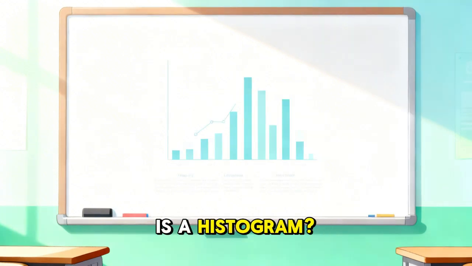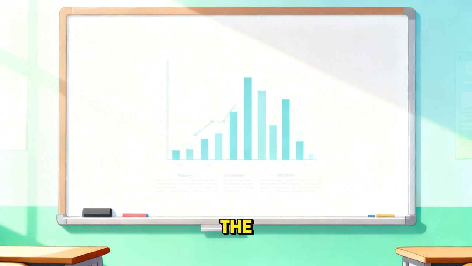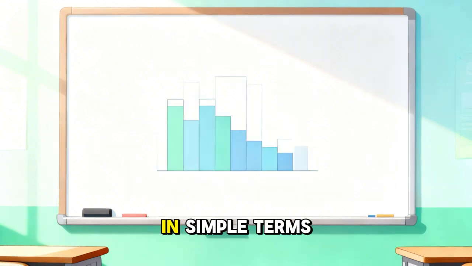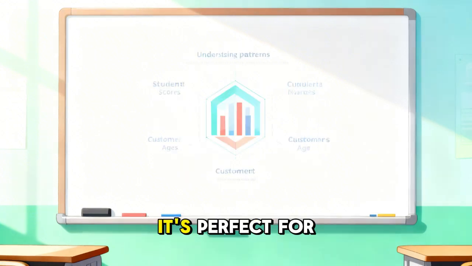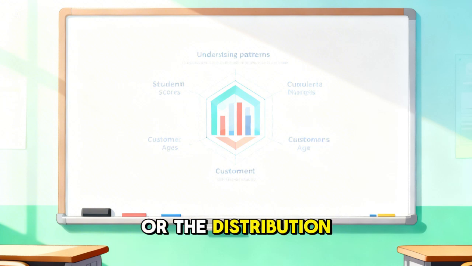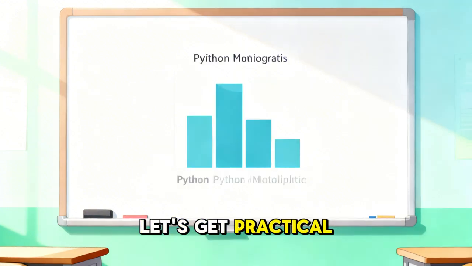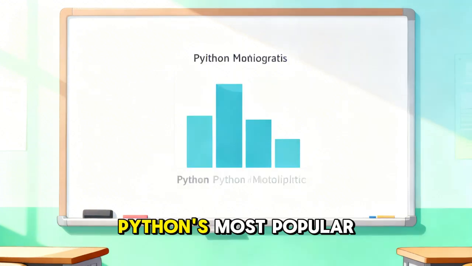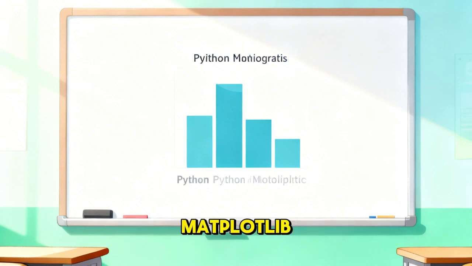So, what exactly is a histogram? Think of it as a way to see the story behind your numbers. It shows you the frequency distribution of your data. In simple terms, it groups your data into ranges, or bins, and then tells you how many data points fall into each group. It's perfect for understanding patterns, like how student scores are spread out, or the distribution of customer ages. Let's get practical and build one right now using Python's most popular plotting library, Matplotlib.